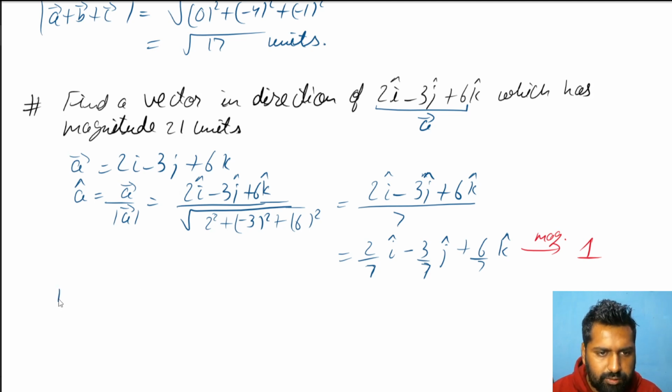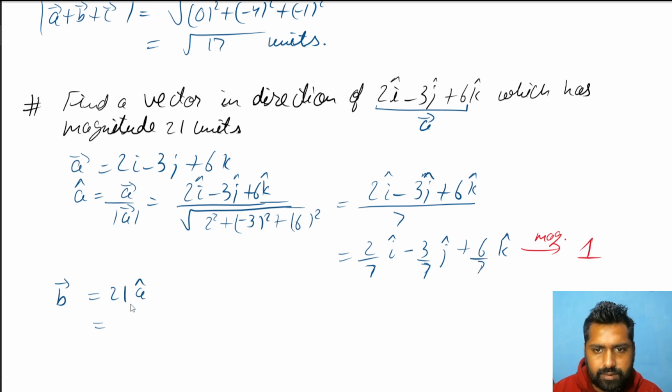So if we want to generate a B vector which has a magnitude of 21, we just multiply 21 with this A cap, because A cap has the magnitude of 1, and that multiplied by 21 will give the direction same as this vector and magnitude 21. So each component will be multiplied; this is how we multiply a scalar to a vector. So 2 by 7, 3 by 7, and 6 by 7 will all be multiplied.